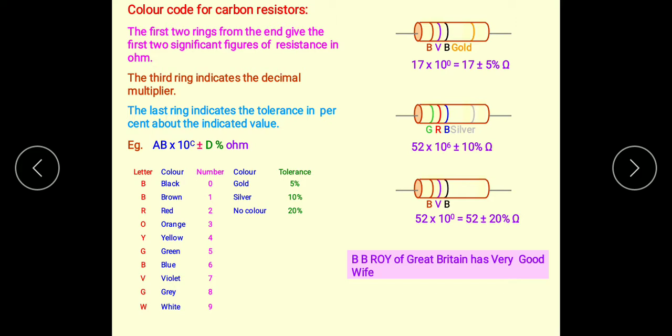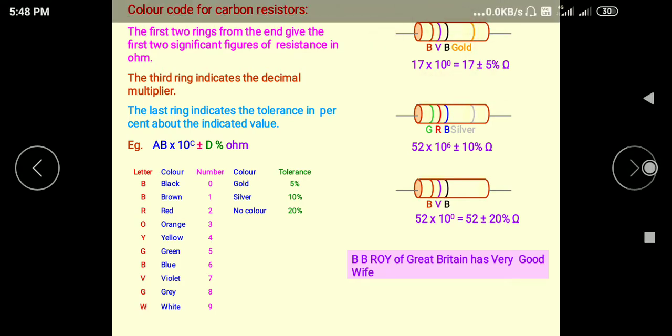Likewise we have the fourth band also on the right end of the resistor. If we have a gold band, then the tolerance is 5%. If the color of the band is silver, then it has tolerance of 10%. And if there is no color band on this side, as shown in this figure, then it has tolerance of 20%.